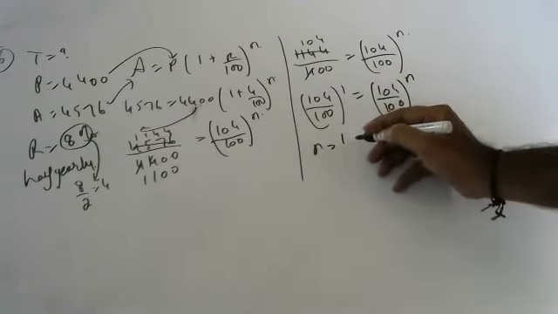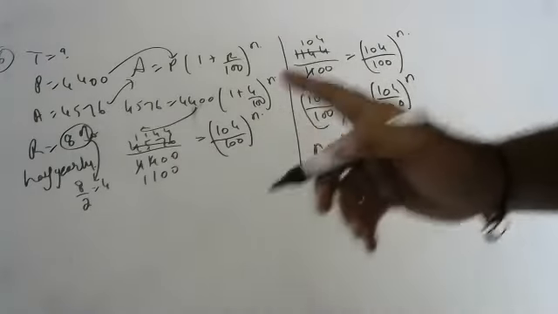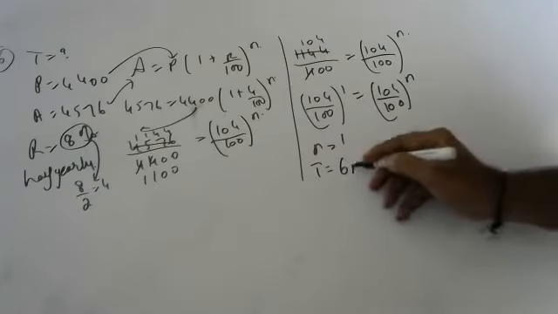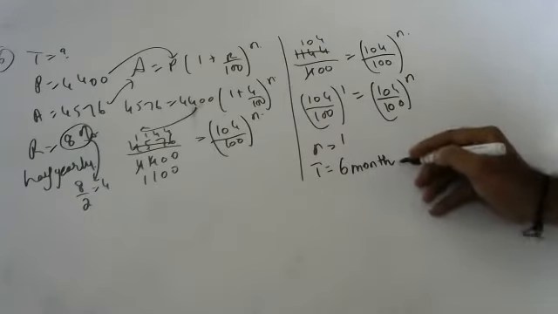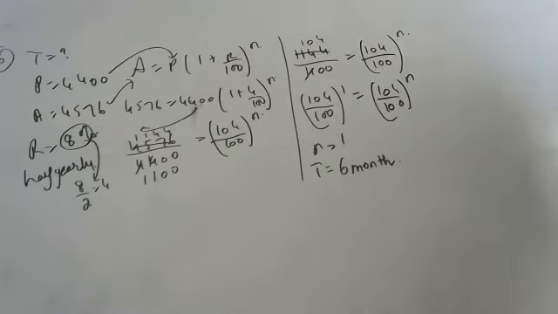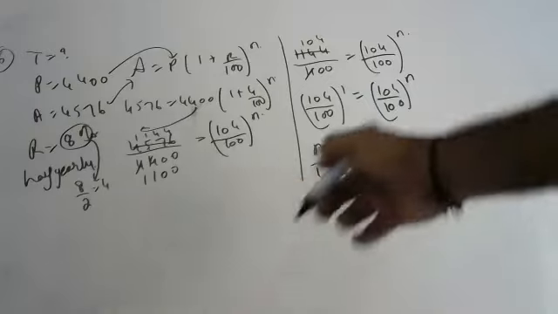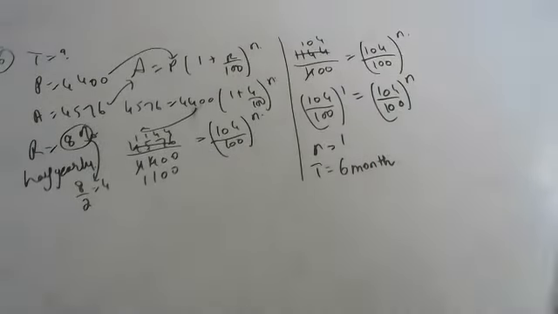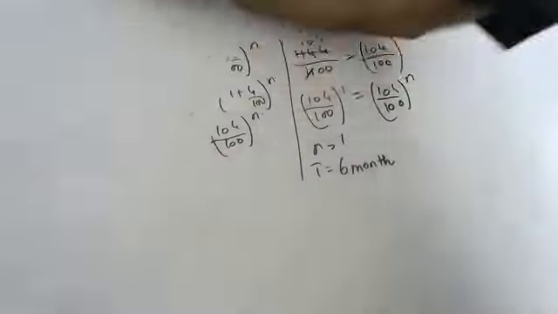N is equal to 1 means what? Time is how much? 6 months. Very good, because half-yearly, N is 1 we got. So 6 months, children. Very good, Raghuram. N is equal to 6 months, because we got 1 half year, and 1 half year means 6 months.